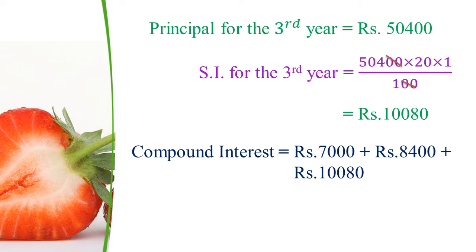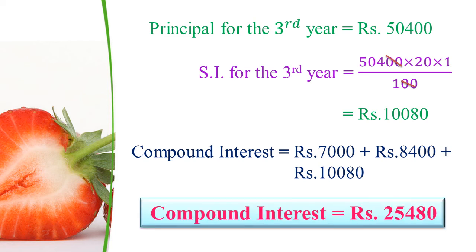So, for compound interest, the interest for the first year is rupees 7,000 and interest for the second year is rupees 8,400 and interest for the third year is rupees 10,080. So the compound interest is rupees 7,000 plus rupees 8,400 plus rupees 10,080. The compound interest is rupees 25,480.